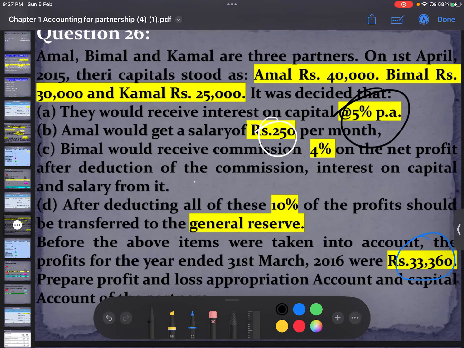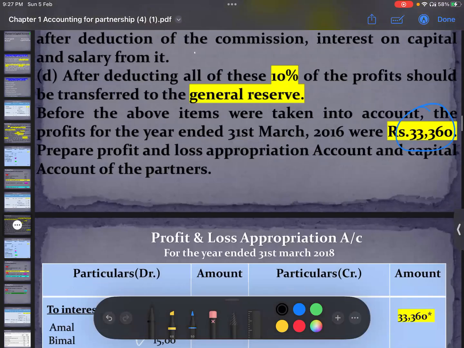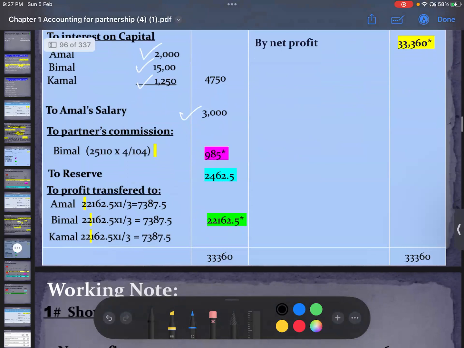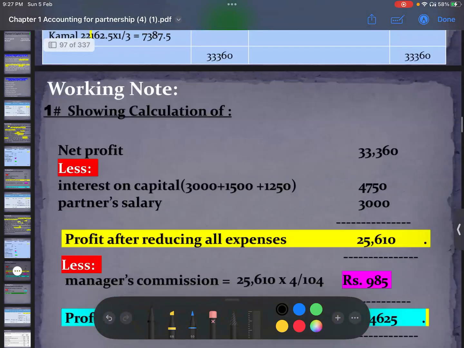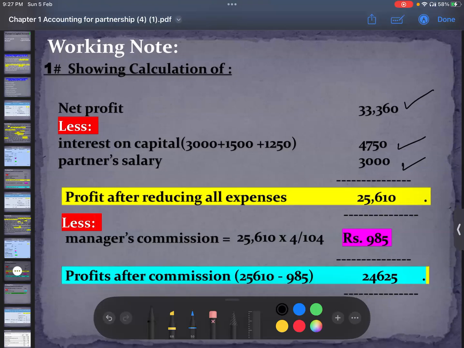So we need to calculate Bimal's commission after deducting the commission itself, interest on capital and salary from it. In order to find out the commission, we'll have to prepare a working note wherein first of all we will be writing the net profit, and out of this we'll subtract the interest on capital and partner salary. Why are we doing it? Because Bimal's commission will be on the net profit after deducting interest on capital and partner salary. Okay, and it also says that it needs to be paid after paying the commission as well.